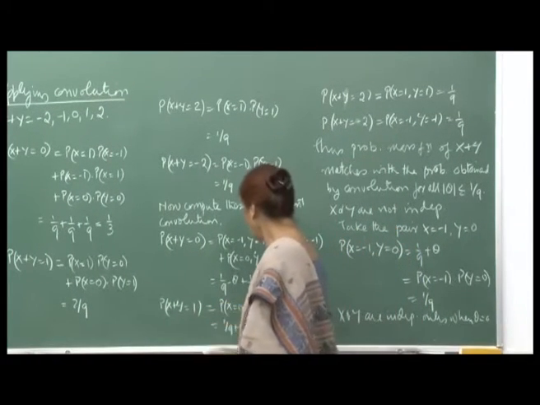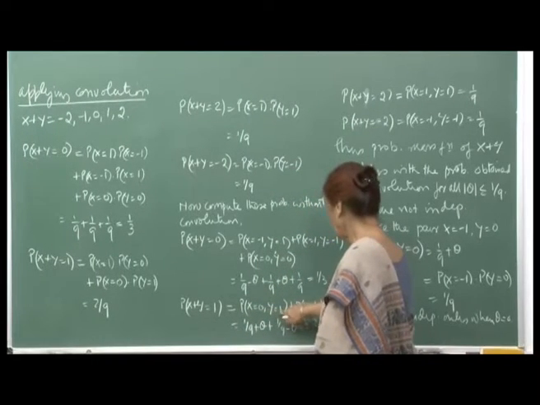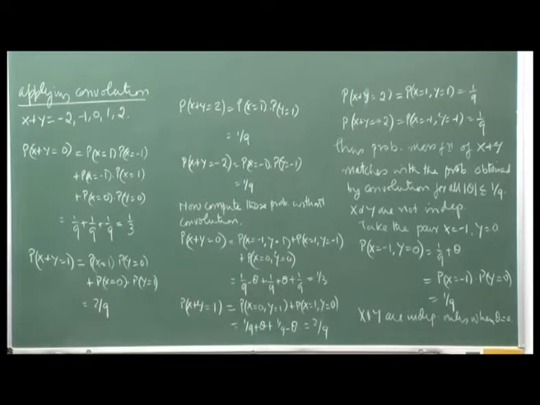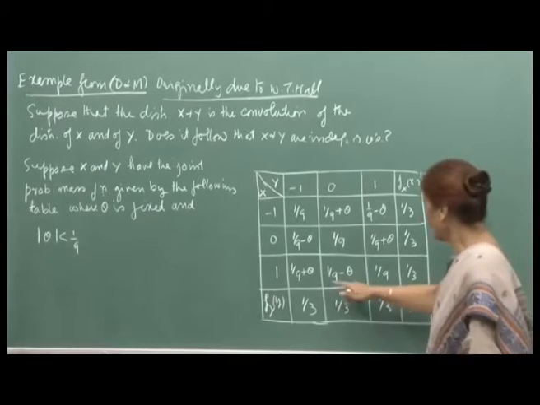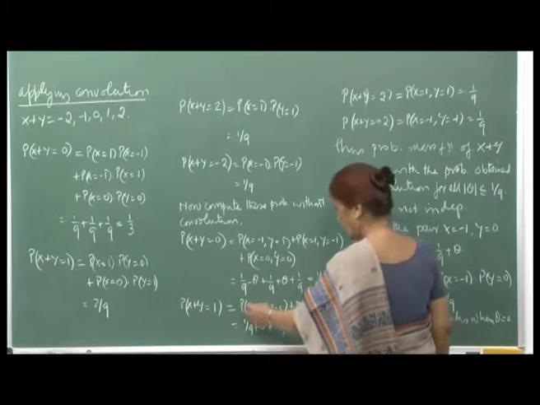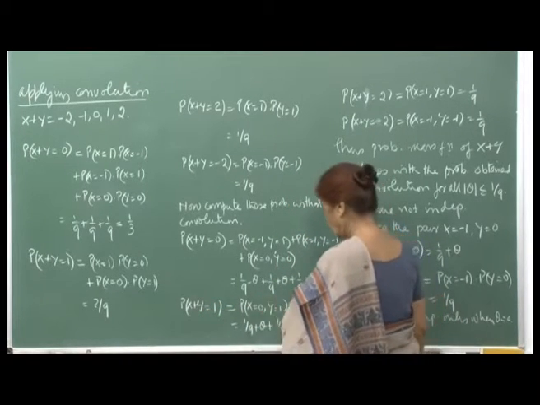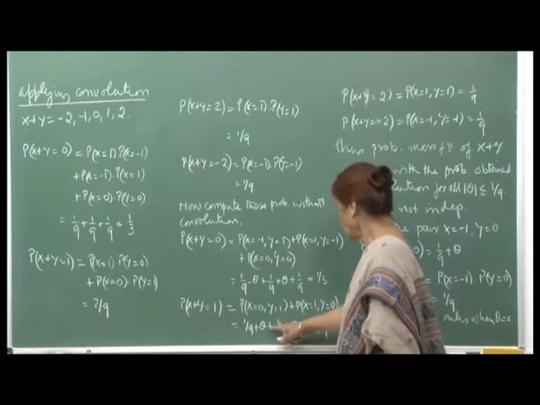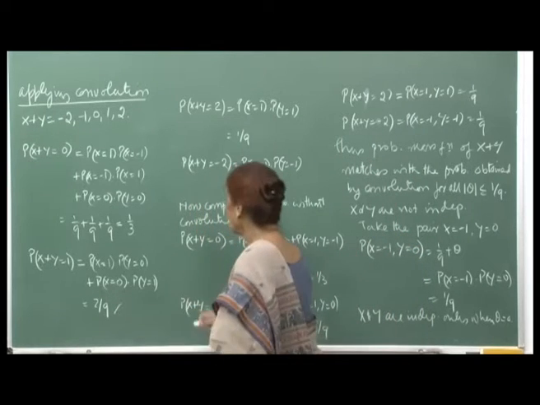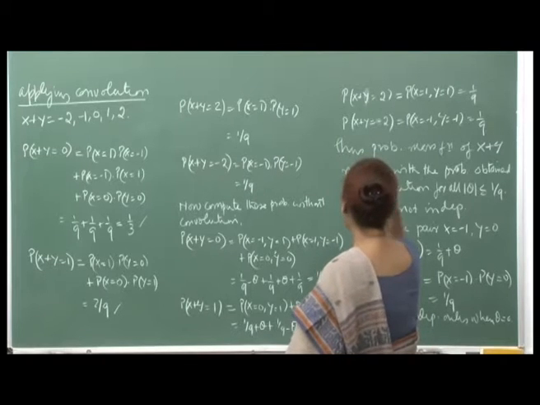Similarly, x plus y equal to 1. So x equal to 0, y equal to 1, and 1, 0. So 0, 1 will be 1 by 9 plus theta, and 1, 0 will be 1 by 9 minus theta, and that is it, because for the sum to be equal to 1, these are the only two possible pairs of values that x and y can take. So 1 by 9 plus theta plus 1 by 9 minus theta is 2 by 9. So this matches with this.